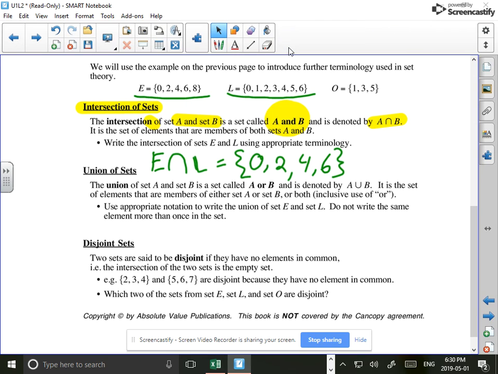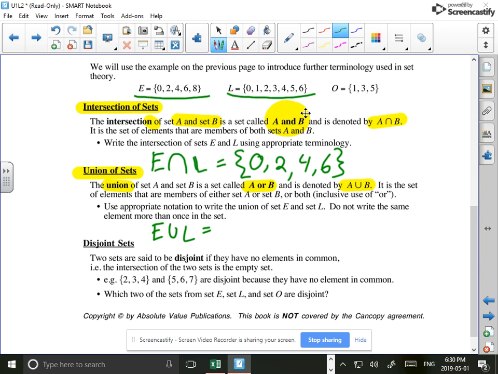Okay, so a union of sets is or. I like to think of that, union, or. And I like to look at that like there's a hole between these guys. They're not best friends. So if we look at the union between E and L, then it's the ones that are in either A or B.